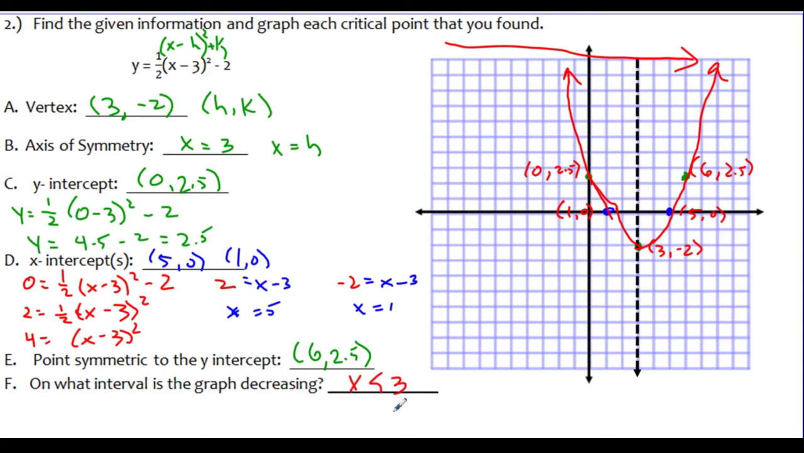So very similar to the last one. We just have to watch out for how we find the vertex and the axis of symmetry, how we calculate the y-intercept, and making sure we use the square root method for the x-intercepts. It's a different solving method.